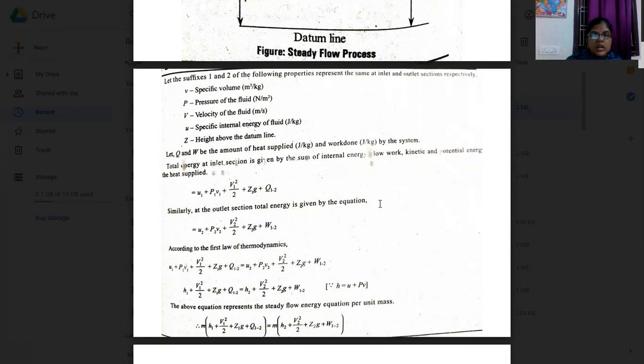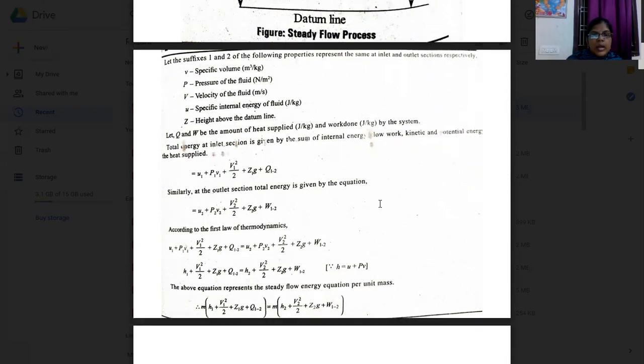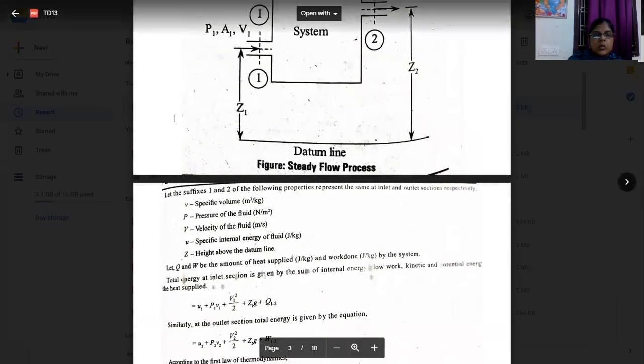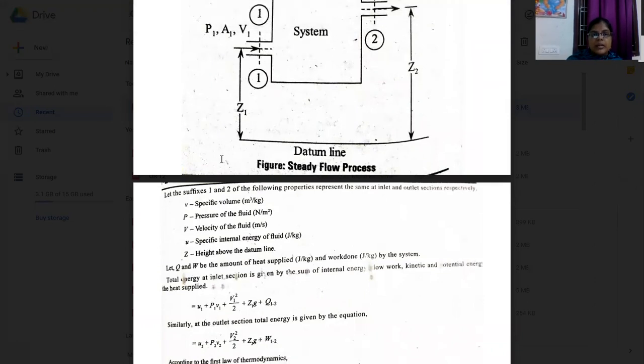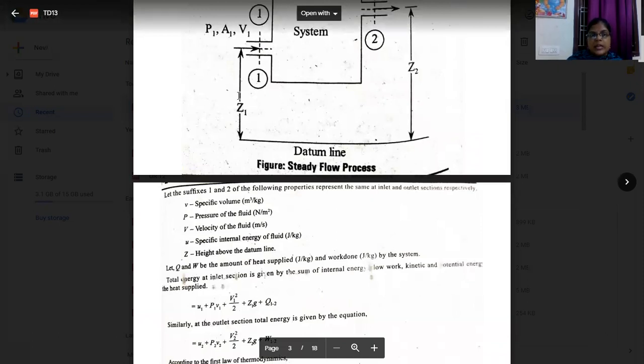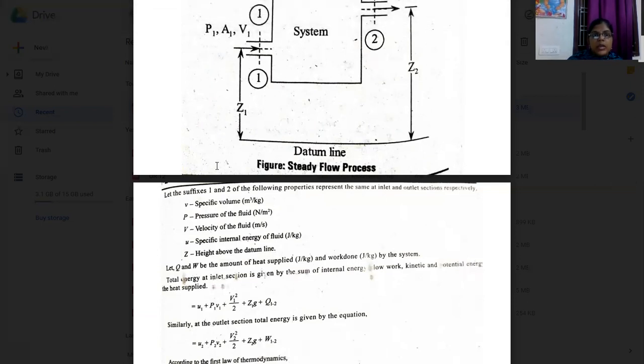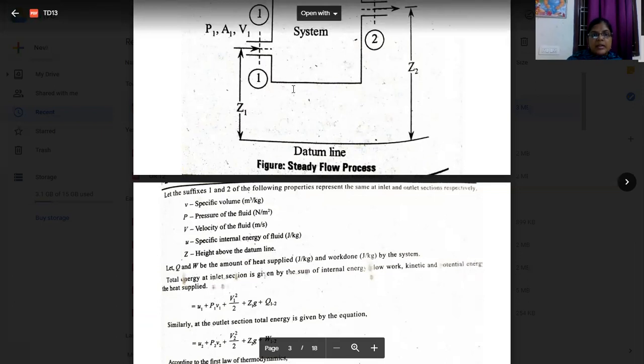At the inlet section, consider the points we have: pressure, area, velocity, and the datum height. Let us see how to calculate the different types of energies here. At the inlet heat is supplied, and since the fluid is flowing with velocity, we have kinetic energy also. With respect to height, potential energy is mgz. And we have pv, and the specific internal energy also.